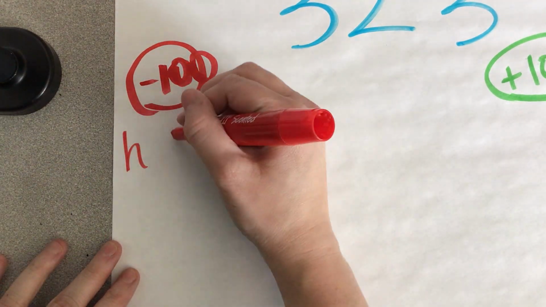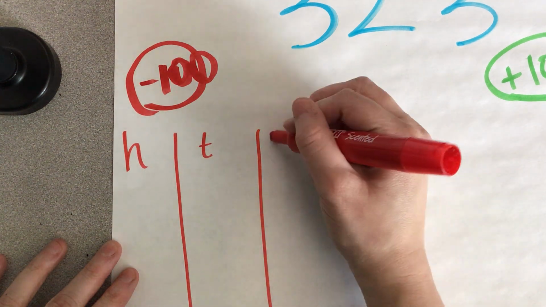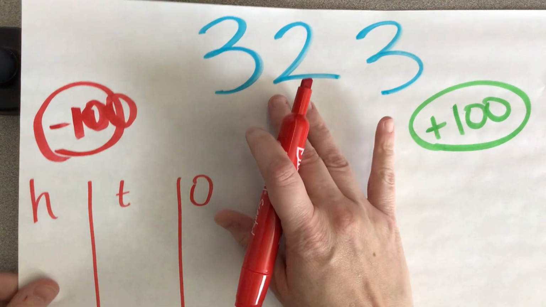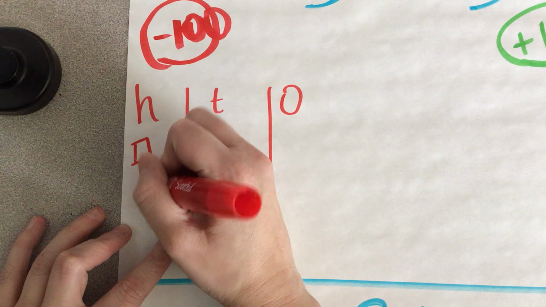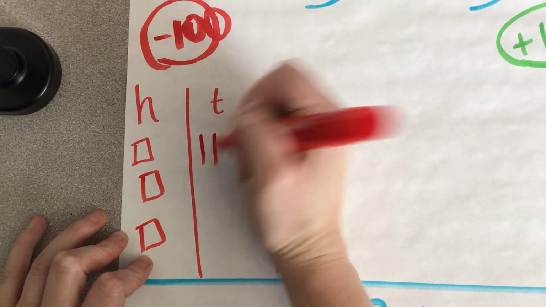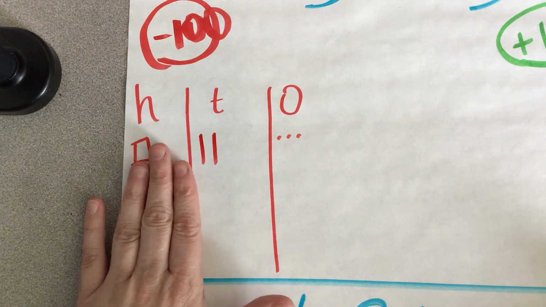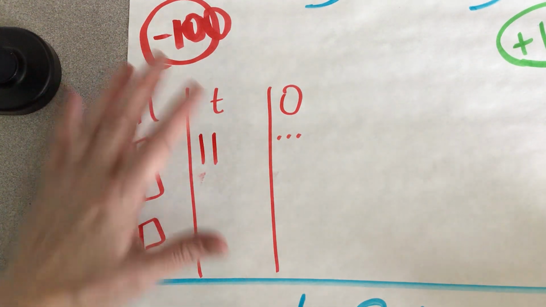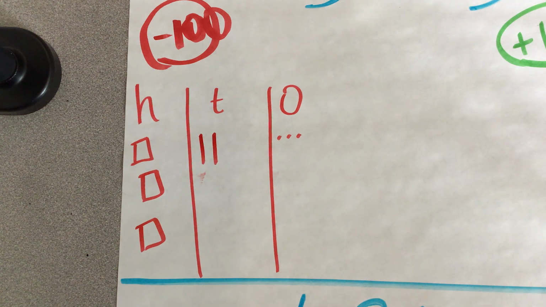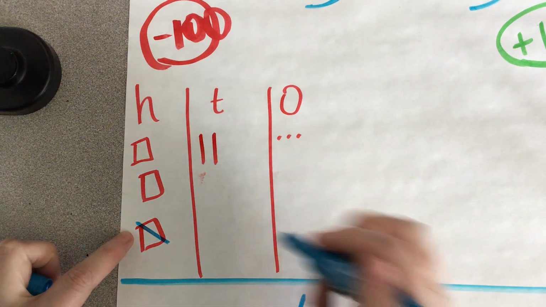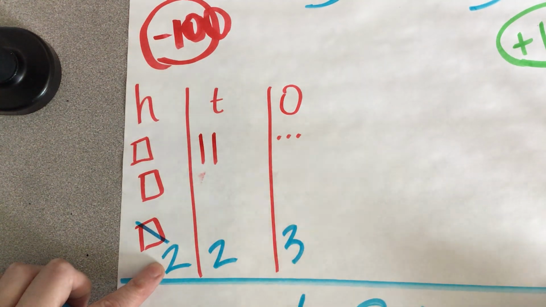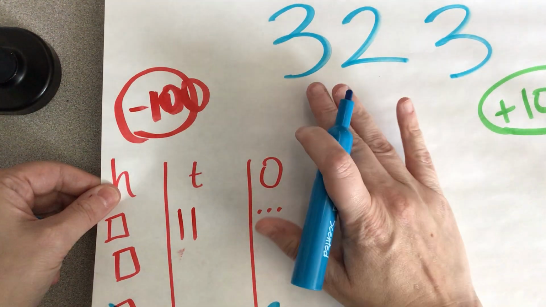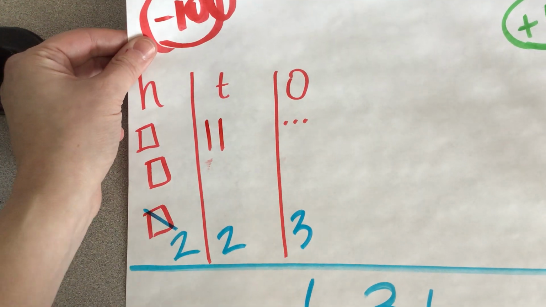So I'm going to draw my place value chart, hundreds, tens, and ones, and then I'm going to draw the original number, 323. I'm going to draw 3 hundreds, 2 tens, and 3 ones. So I drew 323. Now we're going to be taking away 100. Okay, so I'm getting rid of this 100. So now I only have 2 hundreds. So my new number is 223. Okay? So I had 3 and I took away 1 and now I have 2 hundreds.